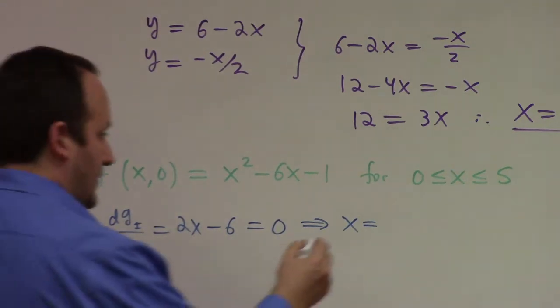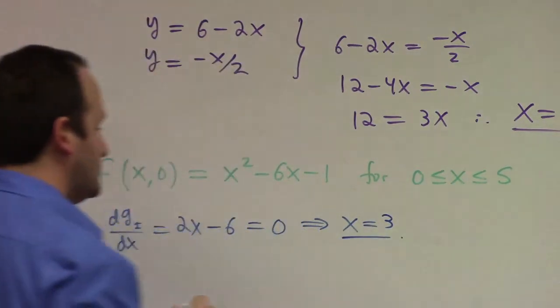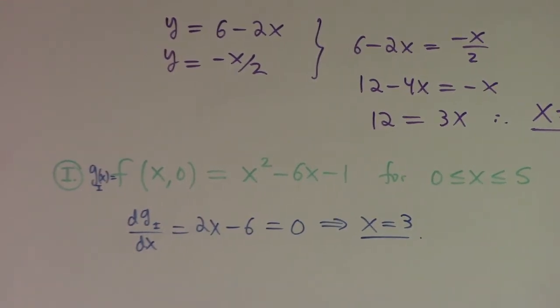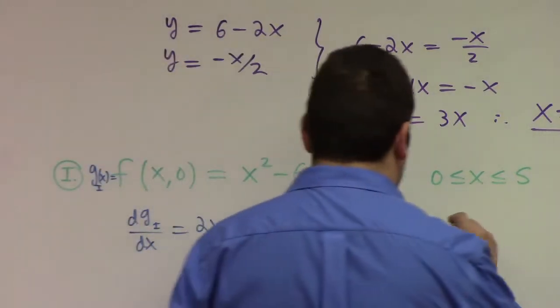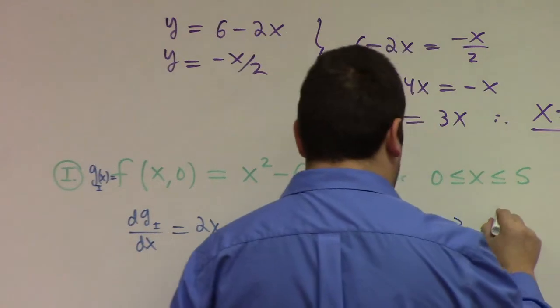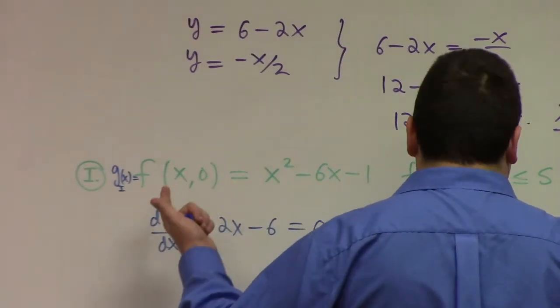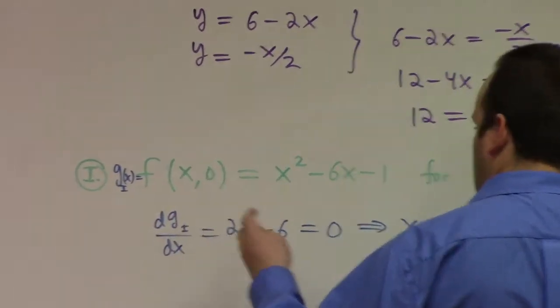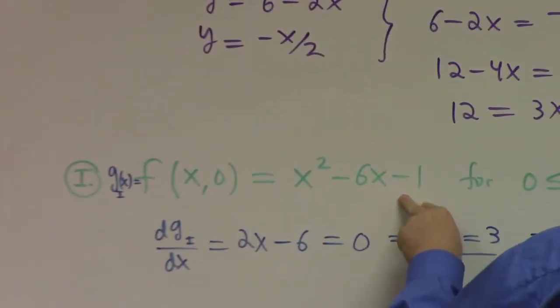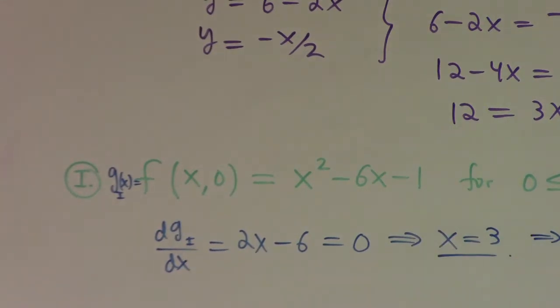3? Now think about it. This is a parabola which opens up. So we just found where the vertex is. So f of 3, 0 is equal to what? 9 minus 18 minus 1, which is what? Minus 10?